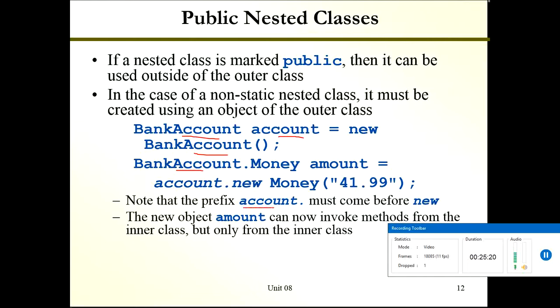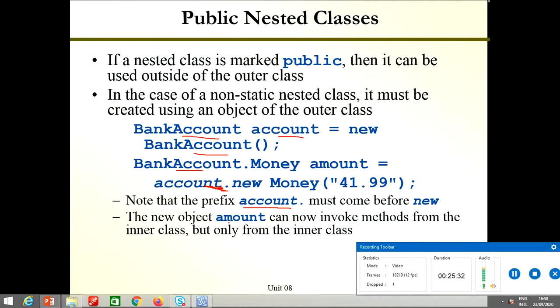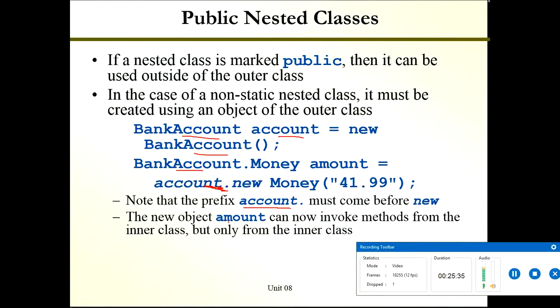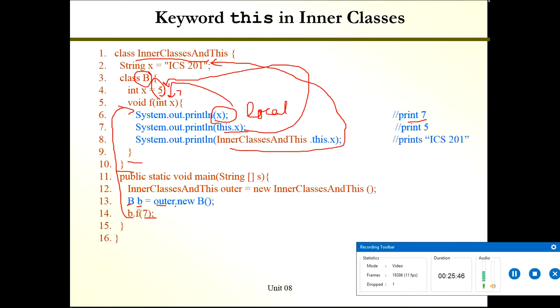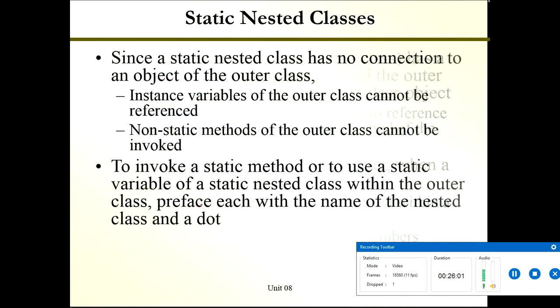So the prefix account, which is the outer class object, must come before the new keyword over here when we are making the inner class object. And the new object amount can now invoke all the methods from the inner class, but only from the inner class. So if I go back over here, what we did: name of the inner class followed by object of the inner class, outer class object dot new, followed by the name of the inner class. So this is how you can create it.